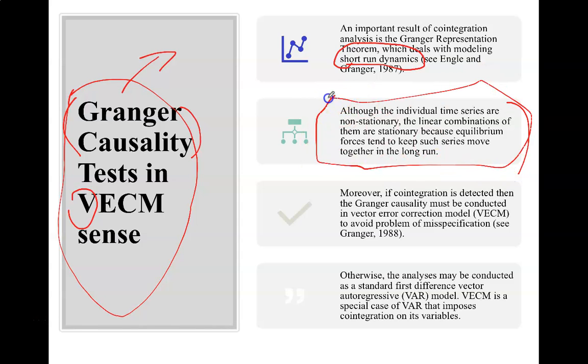Right? So this is from co-integration, again repeated. Although individual time series are non-stationary, there is a linear combination that binds them together, a common trend, and the equilibrium forces such series to move together in the long run. That's why you can find co-integration.